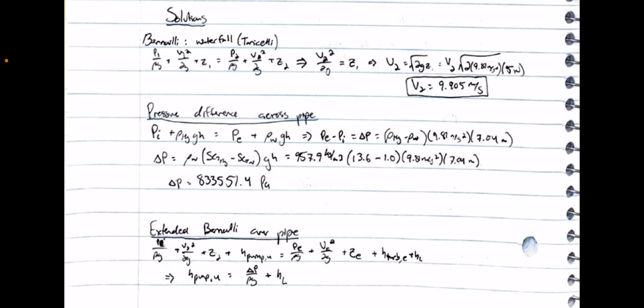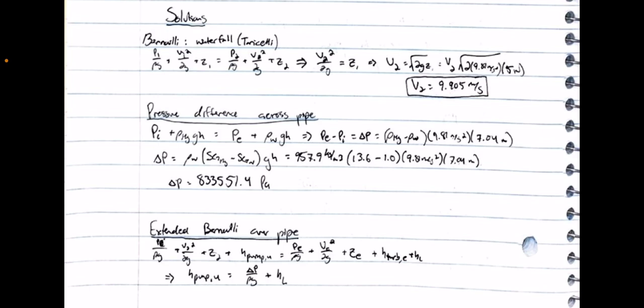So to start, we write the Bernoulli for the waterfall, and it simplifies down to the Torricelli equation, which is V2 is equal to the square root of 2gz, z being the height of the waterfall. And so we can solve for the velocity at the bottom of the waterfall to be 9.9 meters per second.